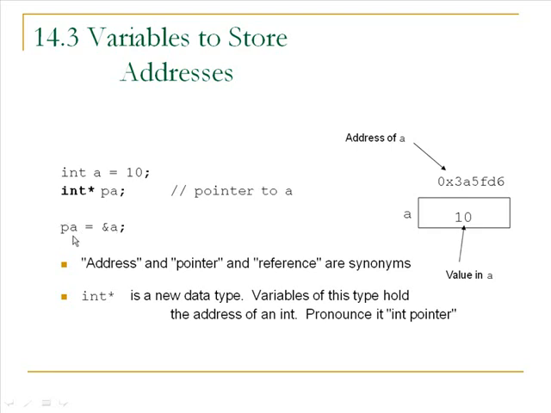So pa is a variable. It's not an int. We're going to store an address in it. So address of a can go into pa. We're using the words address, pointer, and reference all in the same way. They're just addresses, physical addresses in RAM. So int pointer is our new data type here, and variables of this type can hold the address of an int. Not an int, the address of an int.